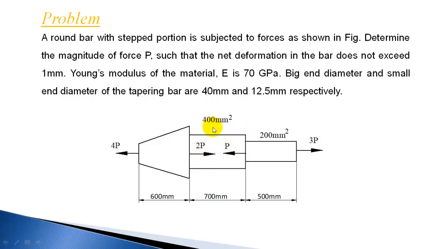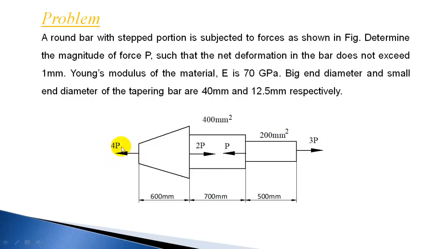Area is directly given, 400 mm square for one portion, and 200 mm square for the other. All portion lengths are given and the loads are given in terms of P. P can be 100 Newton, 200 Newton or whatever it is. You need to solve it.